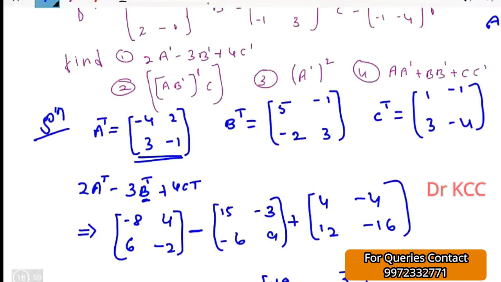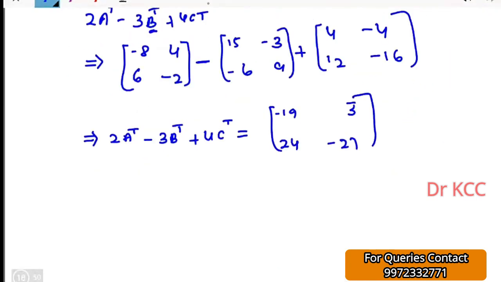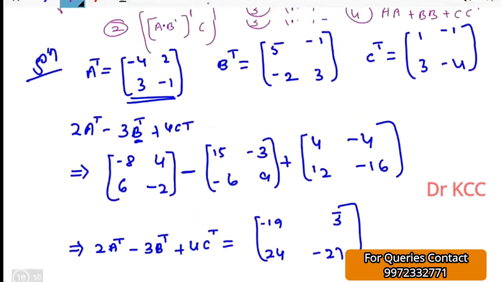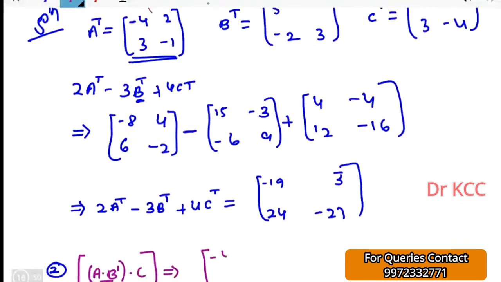The second question is (A into B transpose) whole transpose into C. The second question, A into B transpose into C. What this means is, first take this one. You need to find out A. What is A here? You can write A as minus 4, 3, 2, minus 1. Who should you multiply this with? You should multiply with B transpose.